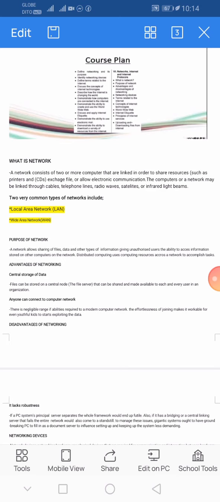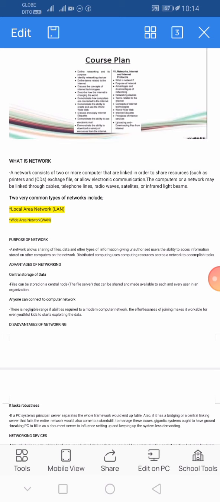Purpose of a network. A network allows sharing of files, data, and other types of information, giving authorized users the ability to access information stored on other computers on the network. Distributed computing uses computing resources across a network to accomplish tasks.